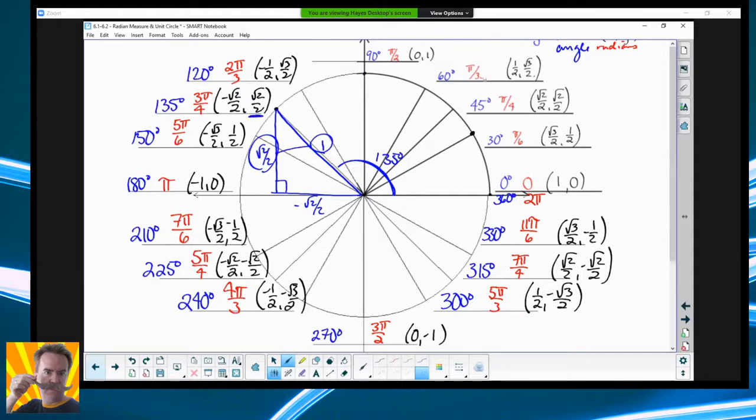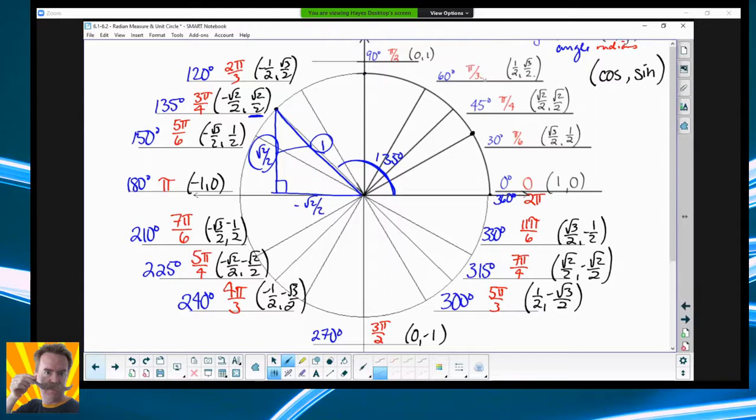So it turns out that not only do you have your coordinates, but the x-coordinate is always going to be cosine, and your y-coordinate is always going to be sine. So the coordinates of your points for each of those angle and radian measures actually also turn out to be the cosine and sine of the corresponding angle and radian measures.